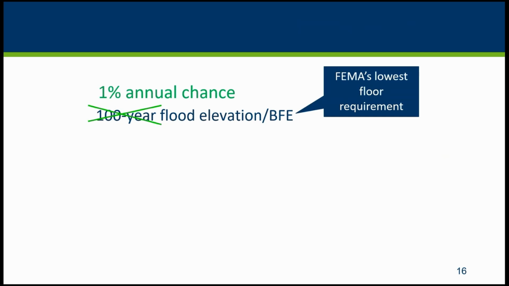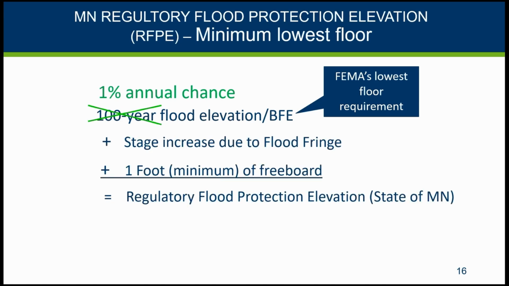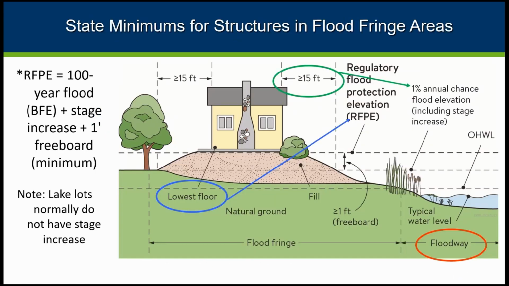This is another spot to look at why or when it's important to understand that lowest floor elevation requirement. So we have the Minnesota Regulatory Flood Protection Elevation, or the RFPE, which is the minimum lowest floor elevation for a new structure being constructed adjacent to a floodplain. So you're going to take your 100-year flood elevation, your BFE, or your 1% annual chance BFE. You're going to add your stage increase due to the floodway or flood fringe there, and then you have to add a minimum of 1 foot of freeboard. Your community may opt to have a higher freeboard requirement, but the state minimum is at 1 foot of freeboard. So that's going to end up giving you your regulatory flood protection elevation for that new structure.